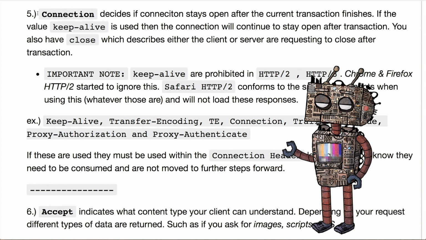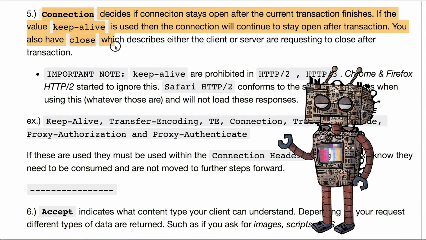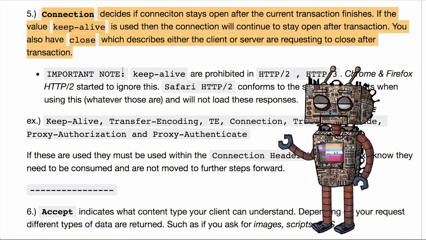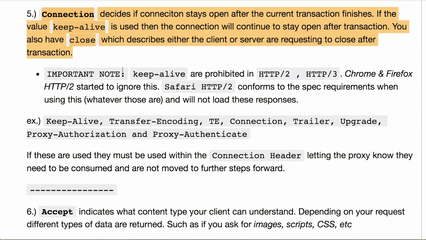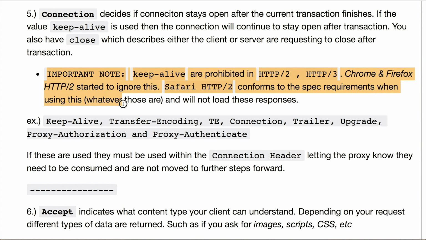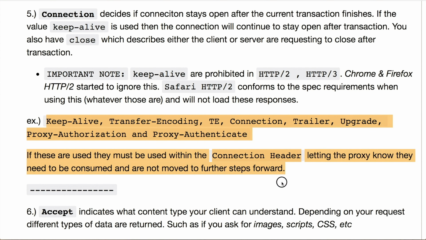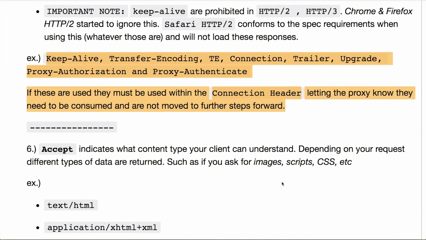Number 5 is the connection. This decides if the connection will stay open or closed after the current transaction. You can have 2 options, keep alive and close. Pause the video to read this because it's very important for number 5. HTTP 2 and 3 started differing in the way they were processing alive, or keep alive. That's a specific instance that you should keep aware of.